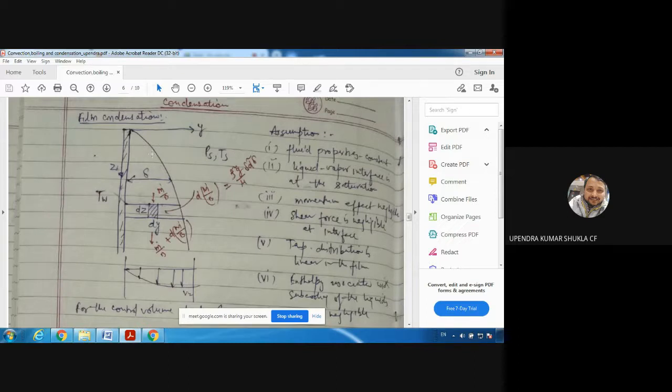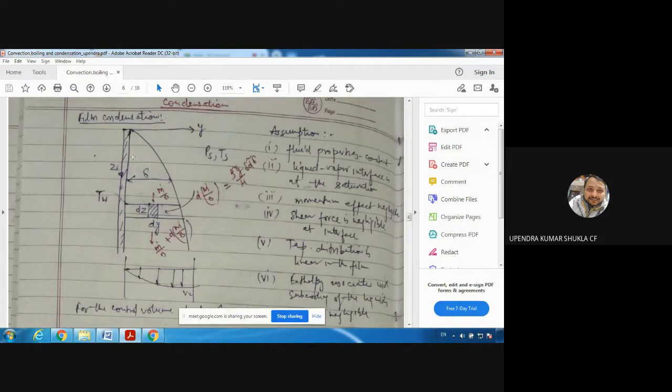remain in the form of drops. In the form of drops, it will not become like a film, meaning it will not cover the whole surface of the solid. So what does film mean? Film means that it will cover the entire surface. Here, in drop wise condensation, you will find drops at different, discontinuous places.